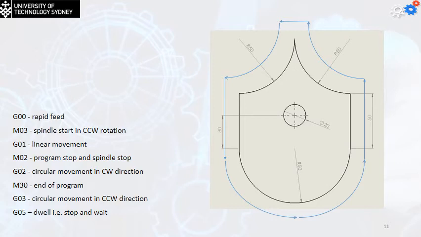Now, the offset of the blue line from the black line is the value of the radius of your cutting tool. In this example, I didn't identify the diameter of the cutting tool, but you can assume anything. For example, let's say the diameter is going to be 10 millimeters. That means the offset is always going to be 5 millimeters, inside or outside.